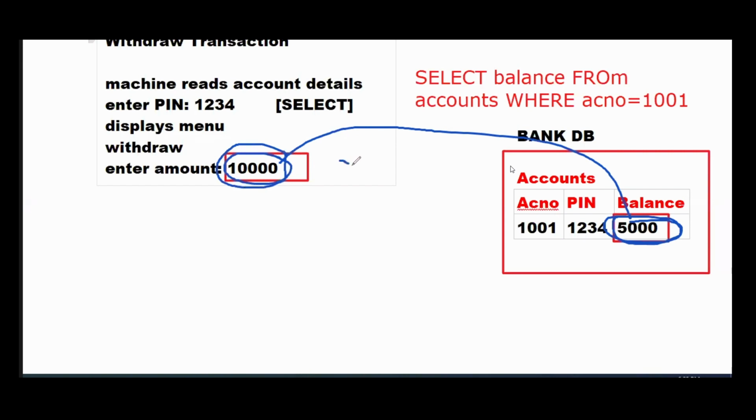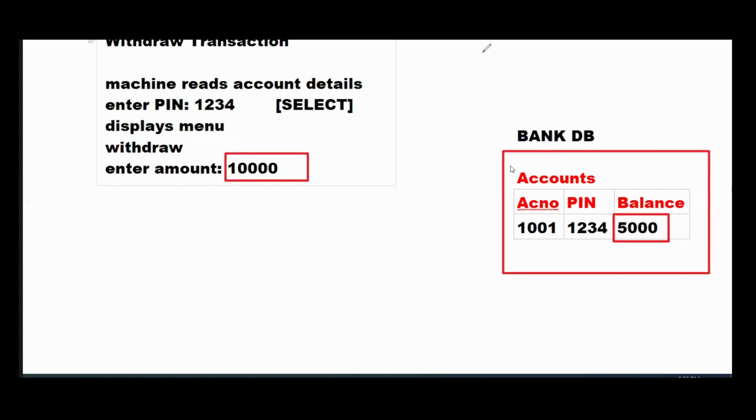If your withdrawal amount is greater than your account balance, it displays the message insufficient balance, because the withdrawal amount is more than your account balance. Sufficient balance is not there in your account, so it has to display insufficient balance. Whether sufficient balance is there or not, it has to check. For that, implicitly select. It is selecting your balance. So now sufficient balance is not there. It displays the message insufficient balance.